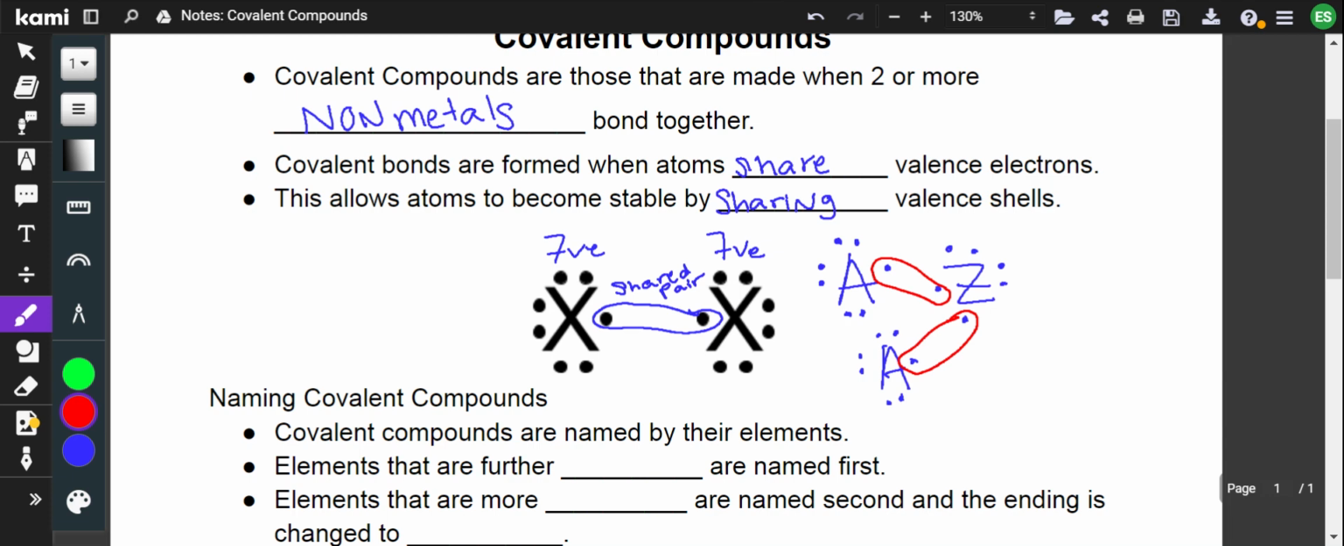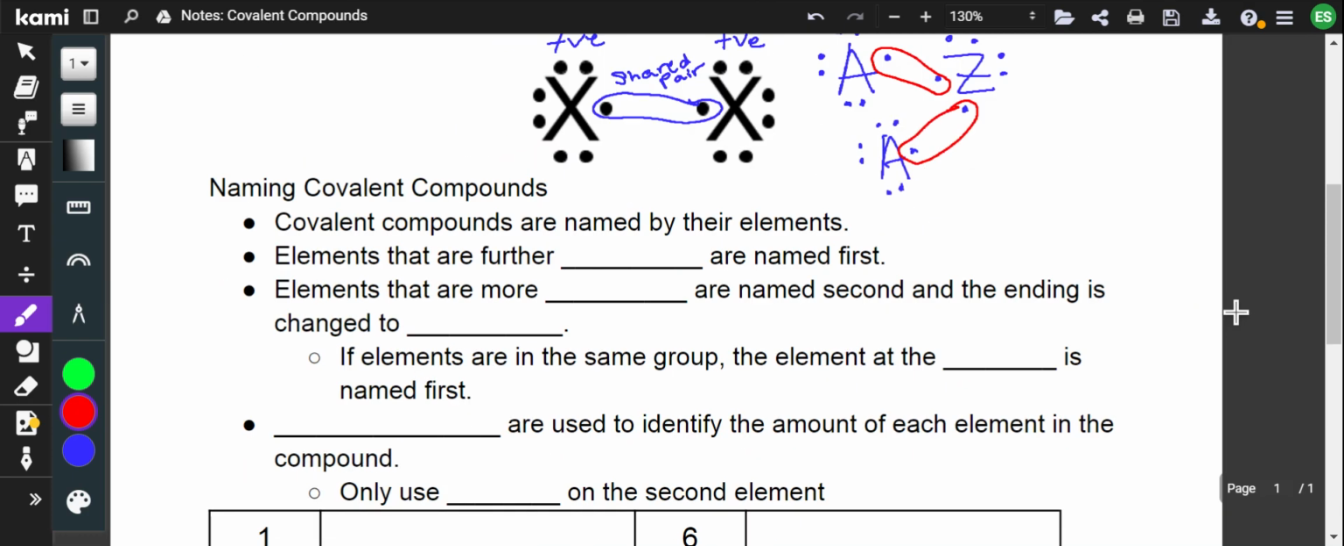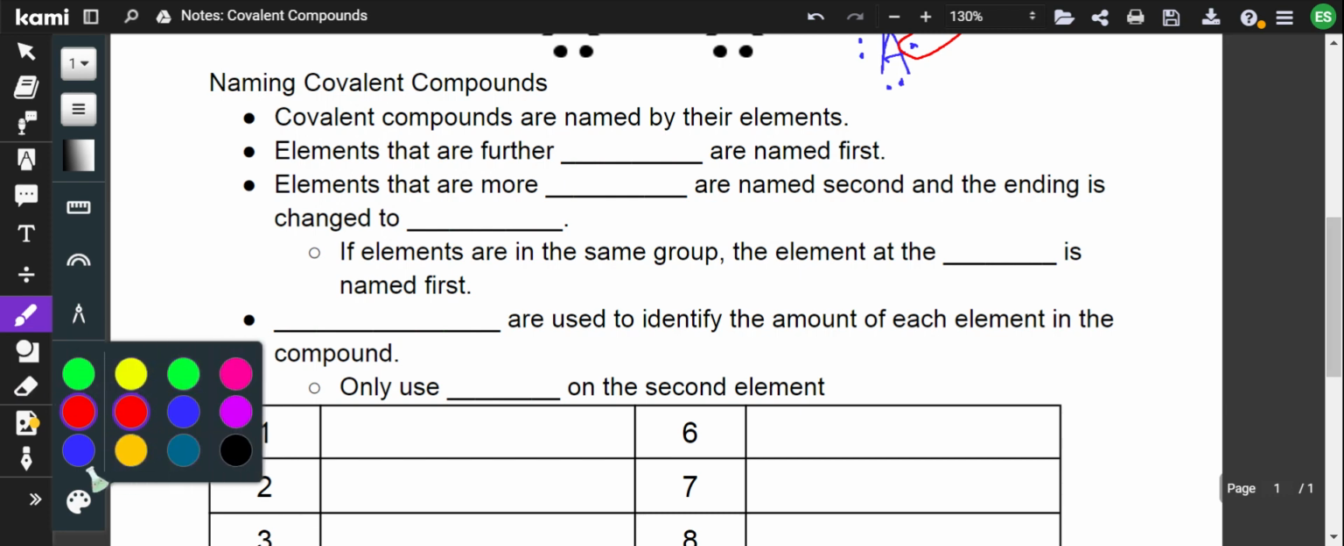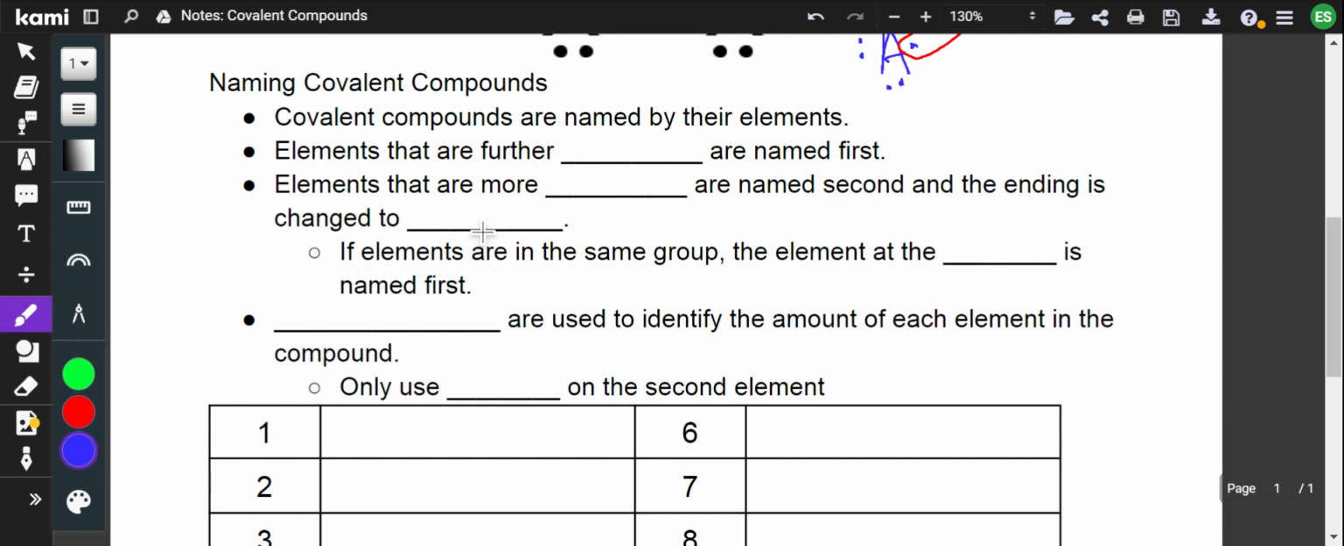So how do we name these? Because what we're going to be really focusing on for this unit is naming and writing the formulas for these covalent compounds. So how do we actually name these covalent compounds? It's pretty simple. We name them based off of how many of each element are present.